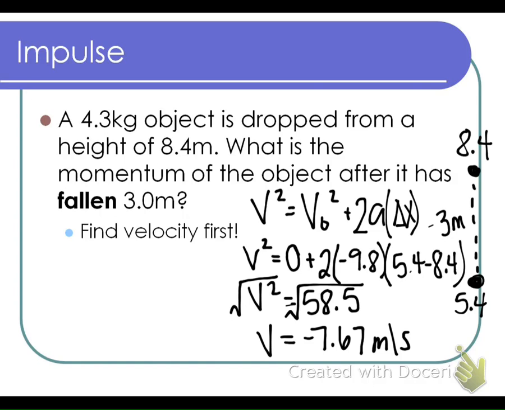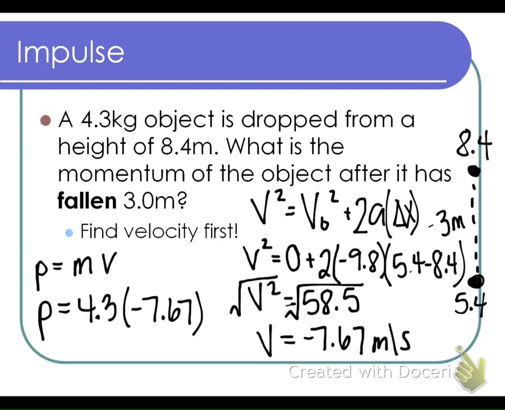Okay, so now we want to find the momentum of the object. Does it ask us for the change in momentum or the impulse or just the momentum? Just the momentum. So we can just use our equation P equals mass times velocity. Because we want to know the momentum at that exact moment, which is why we solved for final velocity during that fall. We wanted to know the velocity at exactly that moment. So P equals 4.3 times negative 7.67.